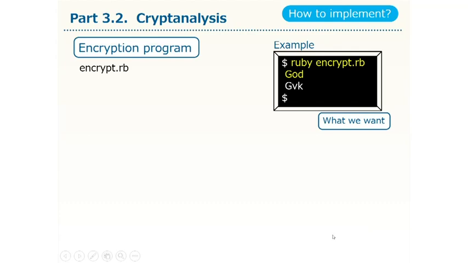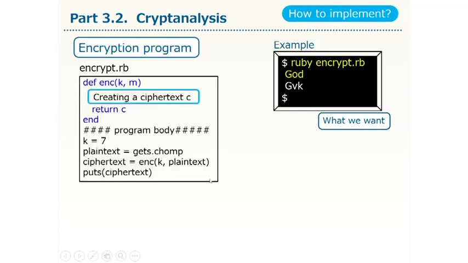Let's consider a program that creates an actual ciphertext. Let us call this program encrypt.rb. This is a program that the sender A would use. What we want for this program is, for example, like this. When running the program, it waits for us to input a plaintext. And for example, if we type GOD and press the return key, then it encrypts this given plaintext and yields the ciphertext GVK. Here, the parameter K for the number of shifts is kept secret within the program.